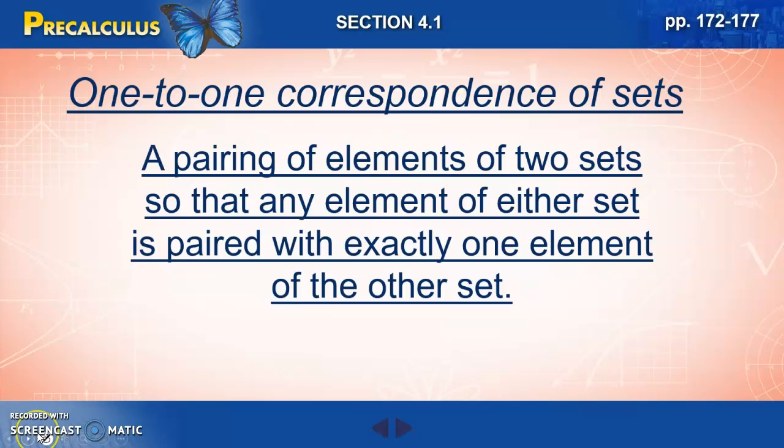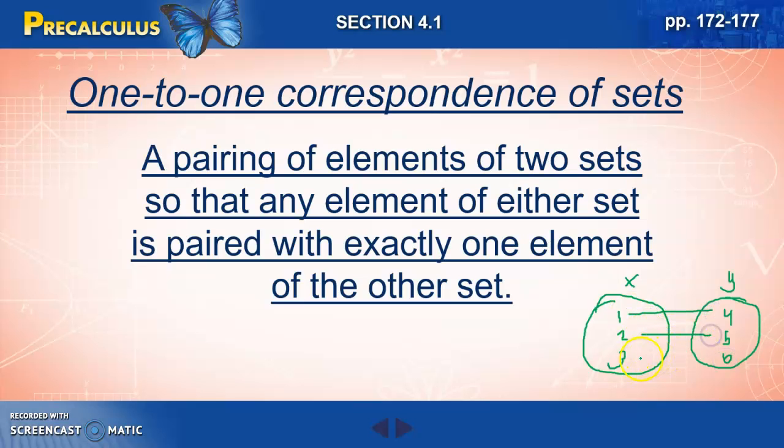A pairing of elements of two sets so that any element of either set is paired with exactly one element of the other set. When we first started talking about functions, we would write our x and y points or coordinates here as two different sets. If you remember, you might have this over here, and we would draw lines, and we said, oh, in order to be a function, there can only be one line from each x value. I can't have 2 going to 5 and 2 going to 4. So this is an example of a function.